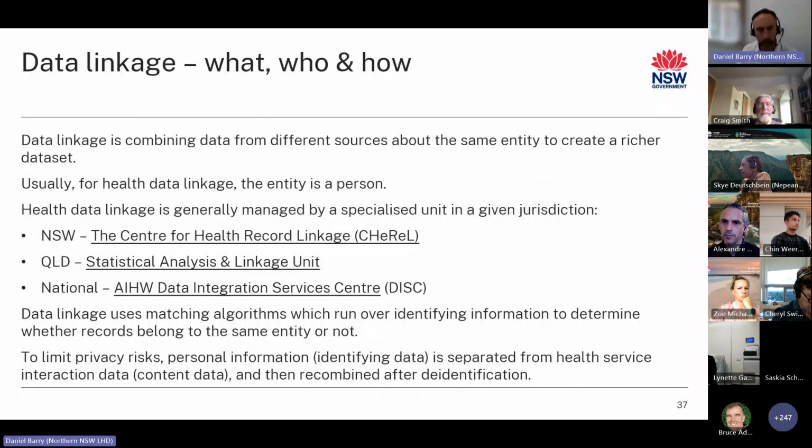Data linkage is essentially combining data from different sources that relates to the same entity to create a richer data set. And for health data linkage, that entity is usually a person, but occasionally it might be a family, and there are some instances where it's a location.